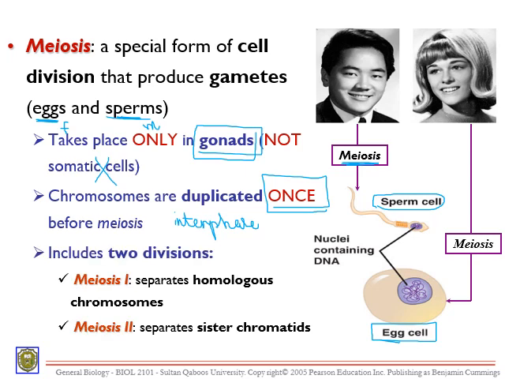Okay, just once. And meiosis includes 2 divisions, unlike mitosis, which includes just 1 division. We have meiosis 1. In meiosis 1, we separate homologous chromosomes. While in meiosis 2, we are going to separate sister chromatids. We'll show you a figure in the next slide and you'll understand this concept, or the overview of meiosis, better, inshallah.